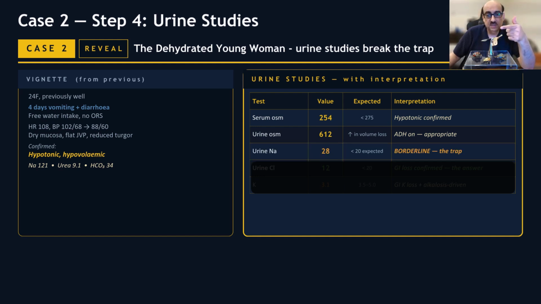Urinary sodium in this case is 28. So we would expect it to be less than 20 for volume depletion. So it's borderline. Obviously, it's a little high. It's not above 40. We'll come back to it later.